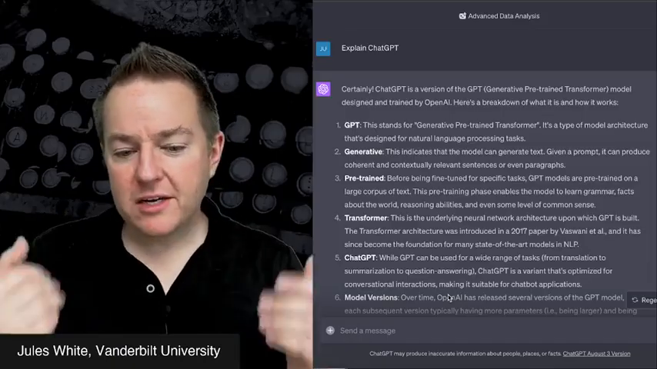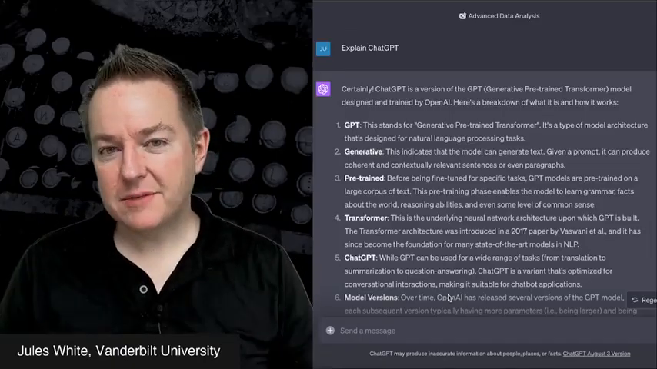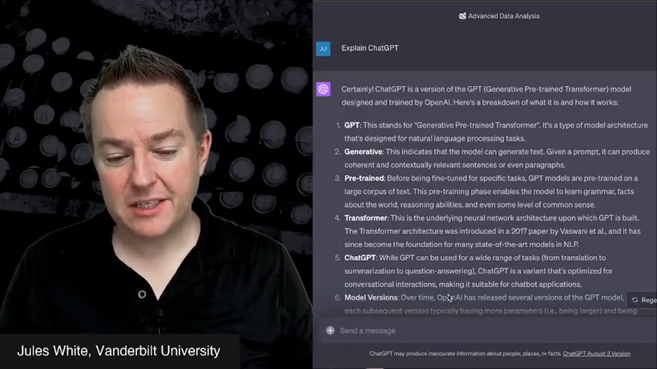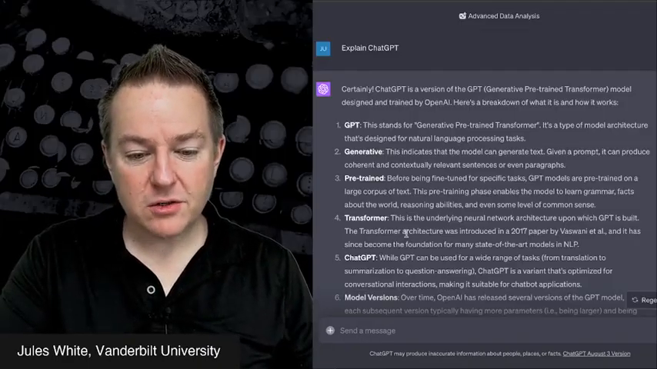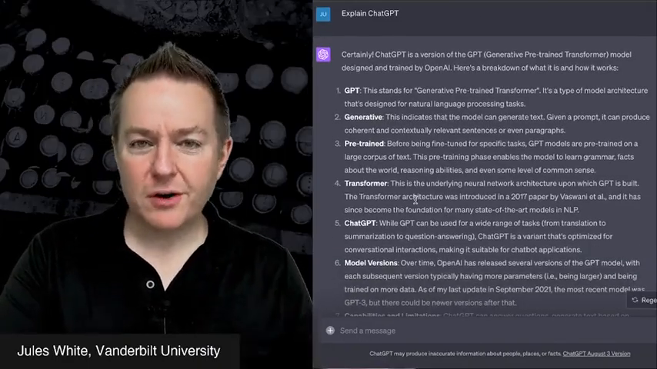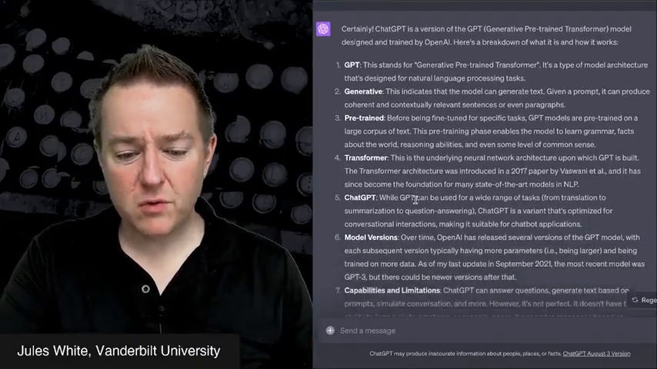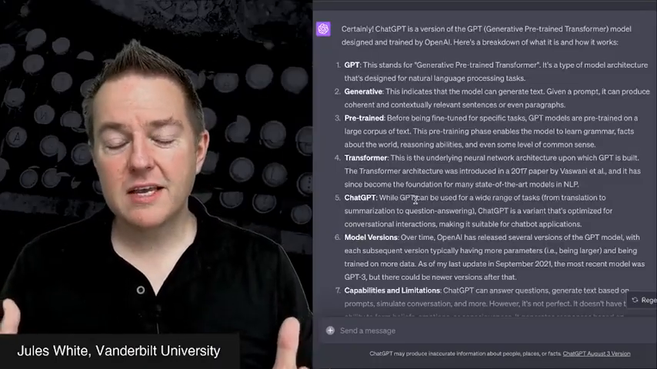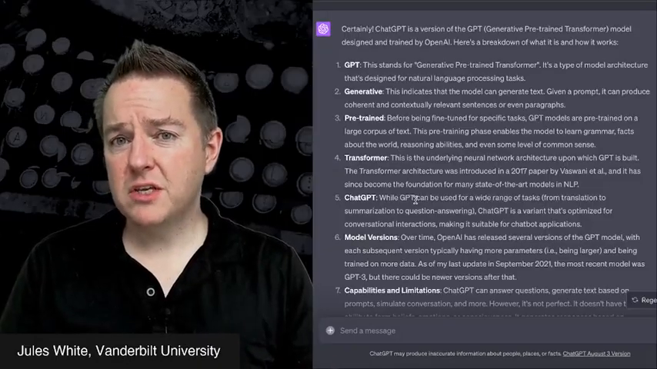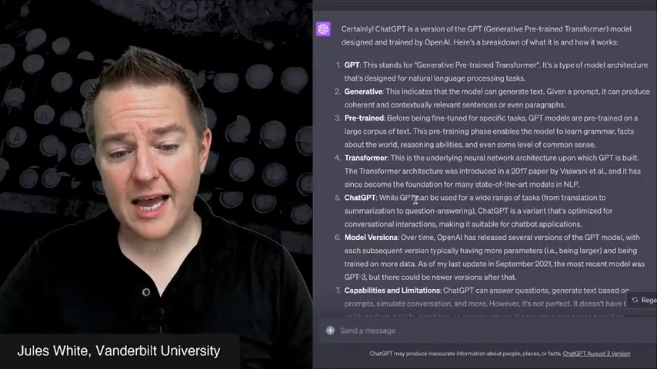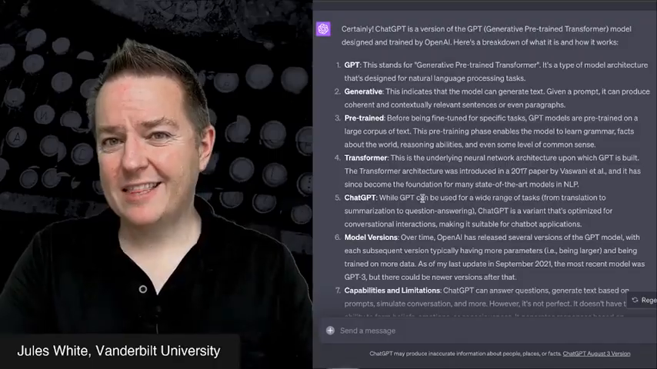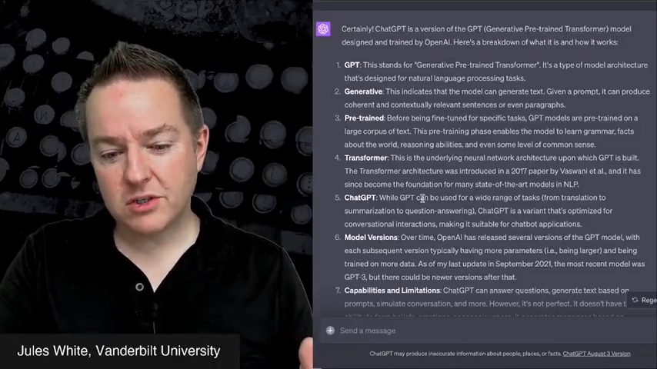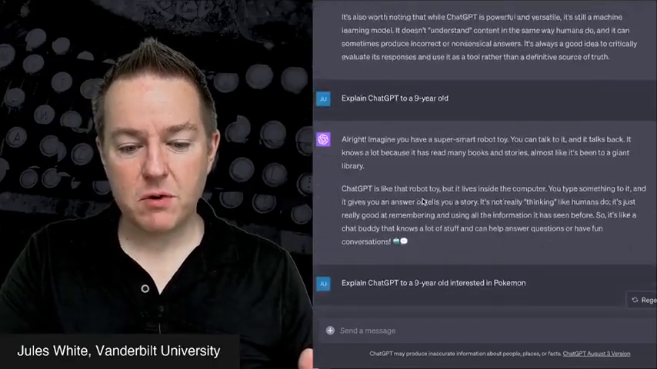Now let's just walk into the tool itself and let's ask ChatGPT to explain ChatGPT. And we get this long answer of it's GPT, it's generative, it's pre-trained, it's transformer, it's ChatGPT, it's model versions, all this complex stuff. Now imagine if I'm teaching some 9-year-olds in a 4th grade class. How am I going to take this and work with those students in it? Well, let's just adapt what we ask.